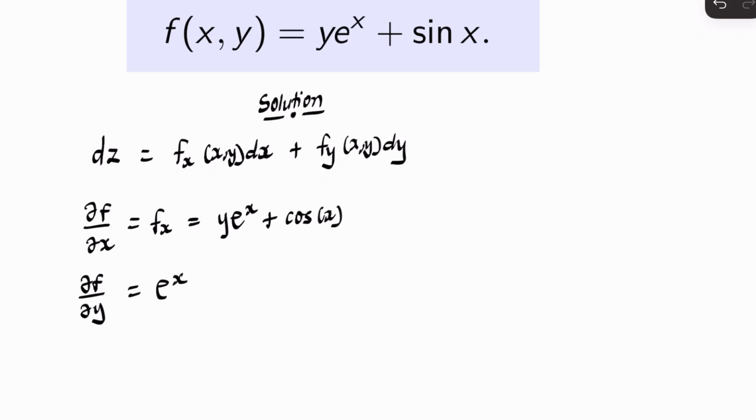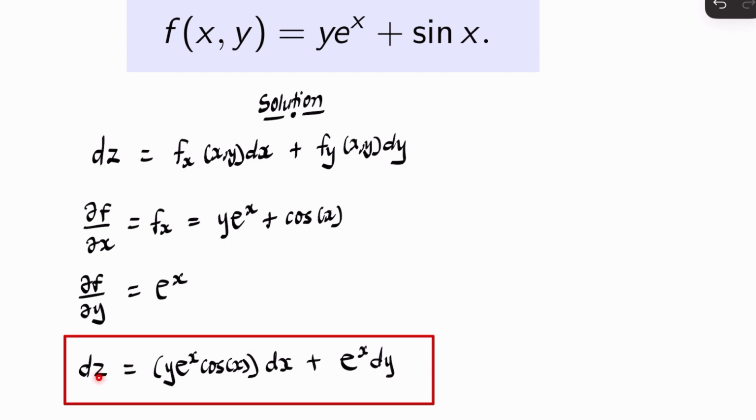Now let's compute our total differential. Here we have partial of f with respect to x and partial of f with respect to y. So the total differential dz will be partial of f with respect to x, and that's y e to the x plus cosine of x, multiplying dx, then plus partial of f with respect to y, which is e to the x, multiplying dy. Hence, our total differential is given below.